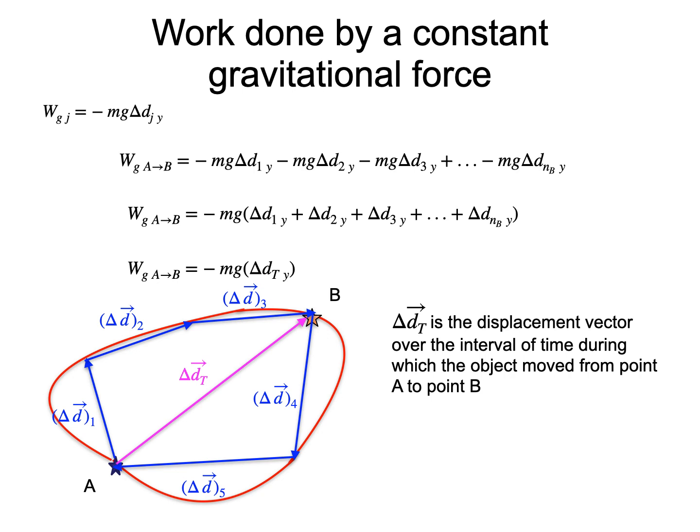Note that if the object returns to point A after going through a closed loop, the total displacement vector would be 0, and so would the work done by the gravitational force. This fits our first definition of a conservative force.